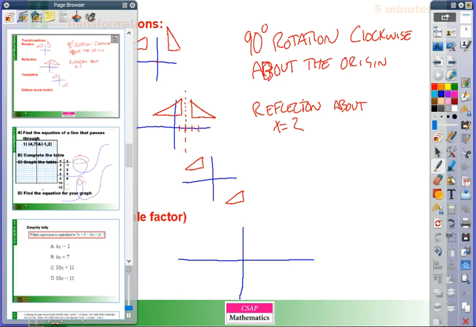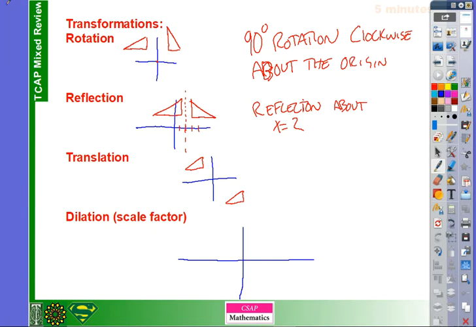Here we go. We're going to do a quick little lesson on transformations. So we have transformations, which is making an object on a grid move, flip, rotate, or grow. And so for our transformations, we have 4 different types of transformations.